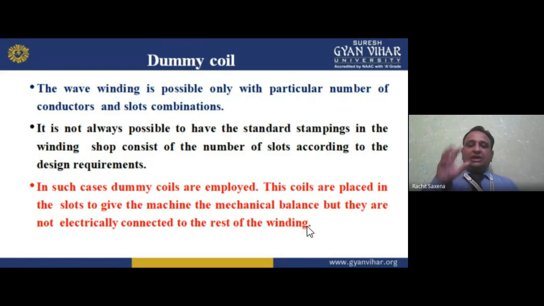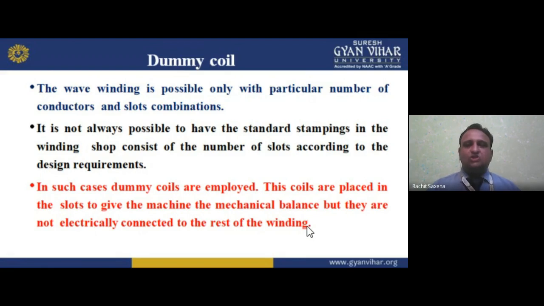In a simple manner, my dear student, we have slots like this and we want to place winding on these slots. Wave winding only covers some of the slots, and two slots remain. So we have to make the mechanical balance. Otherwise, the rotor will not rotate in an accurate direction, because of the moment of inertia. Imbalance will be there, so I have to maintain the balance, which means I have to fill all the slots.